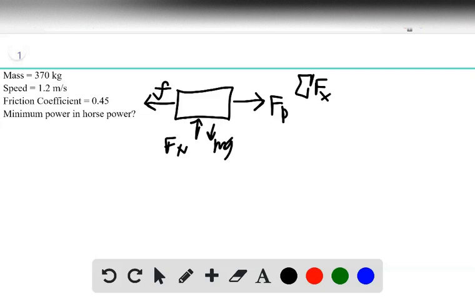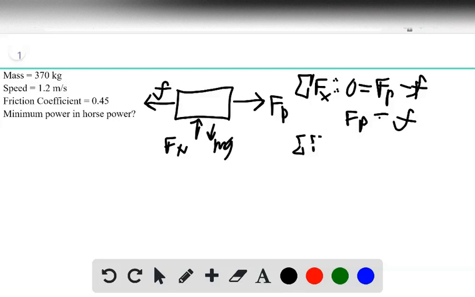So in the x direction, we have no acceleration, it's constant force, so the total is going to be equal to 0. So F_P is in the positive direction minus force of friction. So F_P is equal to the force of friction. And then in the y direction, there is no acceleration in the y direction, so it's also equal to 0. And positive is F_N, pushing up, minus mg. So we get that F_N equals mg.